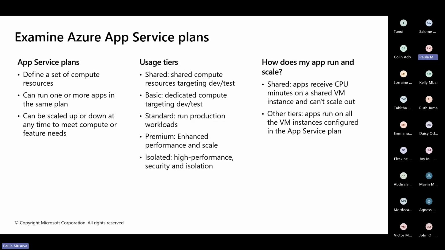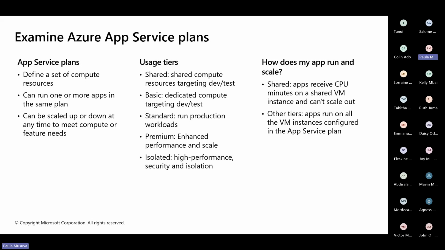So let's discuss the tiers, and you'll be seeing this as we do the deployments. So the first is the shared, where you share the same compute resource for dev and test, okay? Also, there's the basic, where you have a dedicated compute for dev and dedicated for the deployment, for the production.